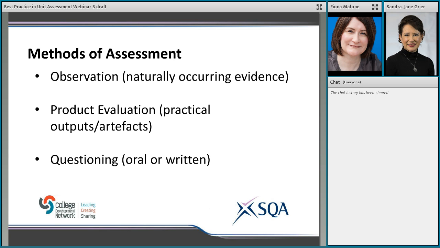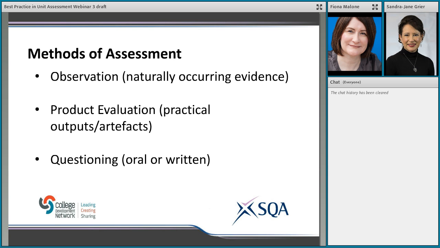So unit assessment should reflect and support learning activities, be capable of generating evidence that is consistent with the required level of skills, focus on larger themes, topics or tasks covering connected outcomes, and that's particularly important if a candidate is progressing towards the course assessment, and provide opportunities to combine assessments where appropriate.